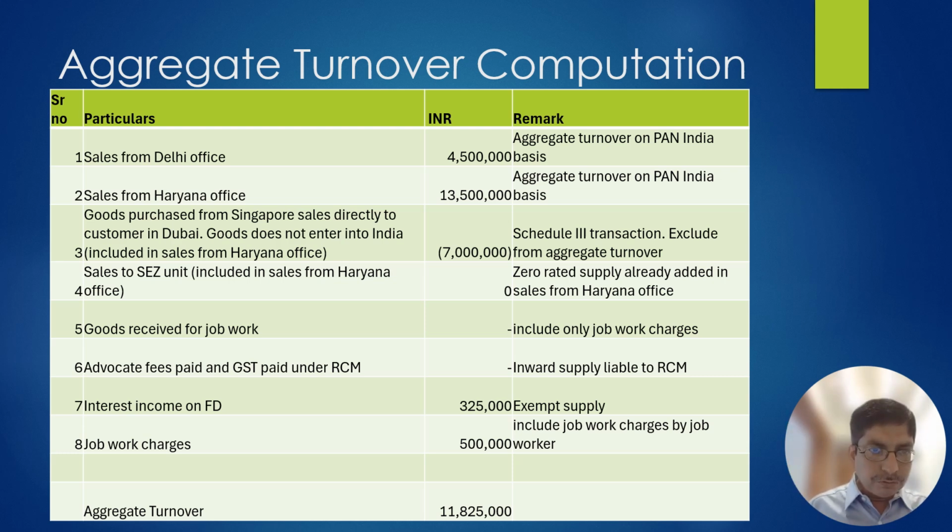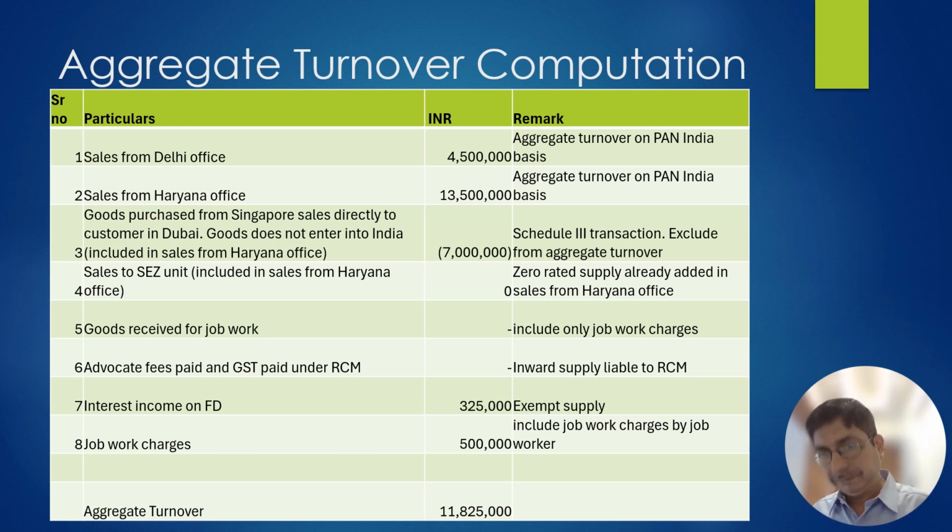Okay. Goods received for job work, the basic value of 75 lakh, is not to be included. Only job work charges. See the last one, serial number 8. Job work charges of 5 lakh rupees to be included, not the basic value of the invoice. Advocate's fees paid 1,20,000, on that RCM is paid. It is not your turnover. You just paid the taxes on behalf of the service provider. And one more, interest income on FD. Interest income is what? Exempt supply. Exempt supply is to be added in computation of aggregate turnover, 3,25,000.